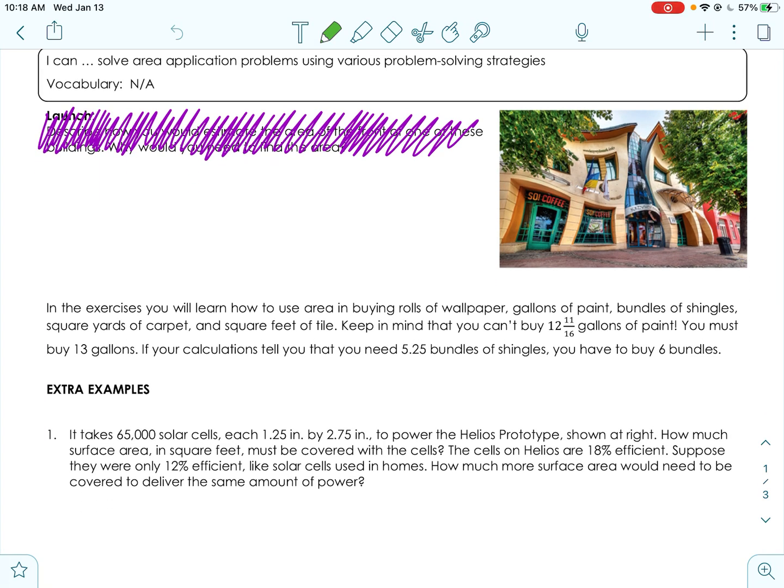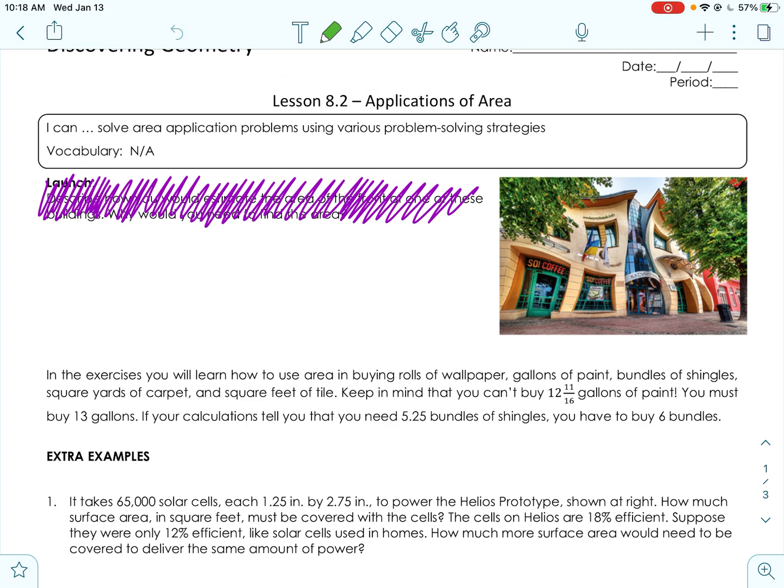So in these notes, what we're going to look at is some problems where we are using area and looking at how we can apply these in real world situations.